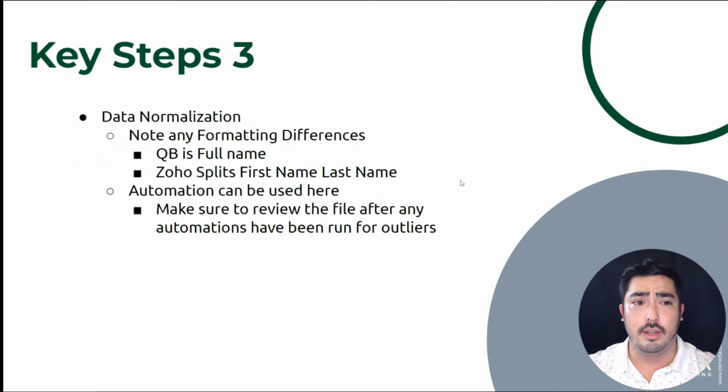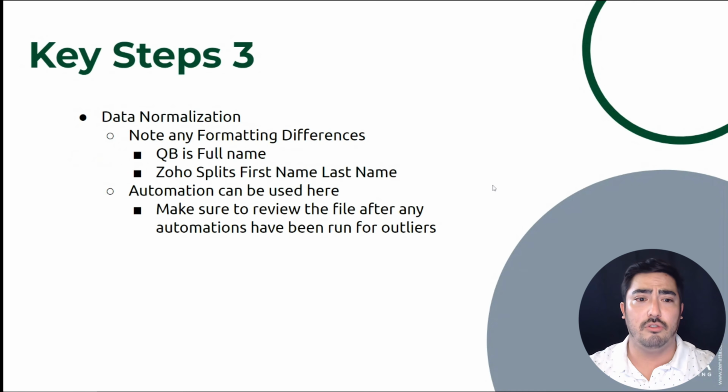Key step number three. After your data has been exported, you're going to want to normalize the data. You're going to need to note any formatting differences. For example, in QuickBooks, names are full name, first name, last name all together. So John Ota on one line item. And in Zoho Books, you'll notice that it splits it up. First name is separate from last name. So it would be John, and then Ota would be last name.